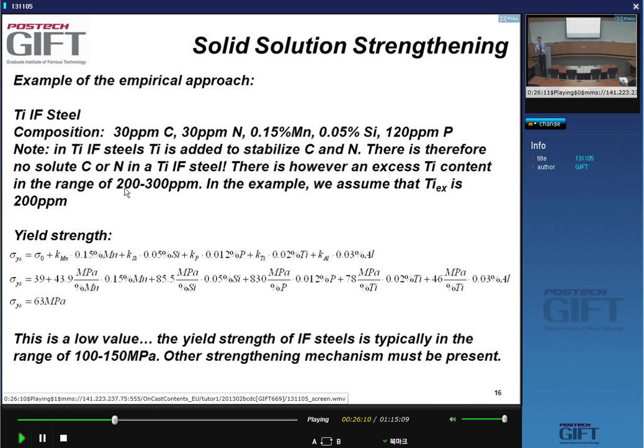However, there may be an excess of titanium. Usually, in order to make sure all the carbon is precipitated as titanium carbide and all the nitrogen is precipitated as titanium nitride, we add enough titanium. So do we have some excess titanium? Yes, and this excess titanium is in solution, and you need to take care of that amount in solution, not the total amount, the amount that doesn't form the nitrides or the carbides. Typically, this excess is about 200 to 300 ppm, and in this case, we'll just say it's 200 ppm. So how do you calculate the yield strength, for instance?